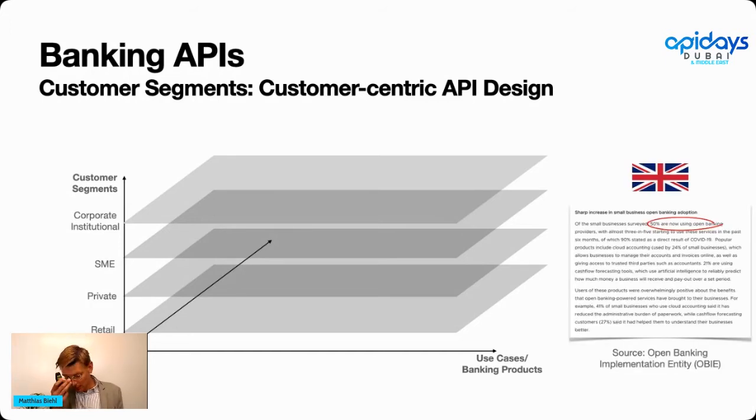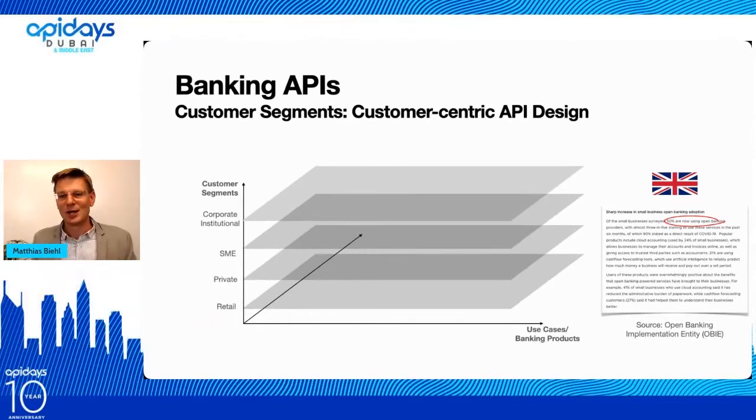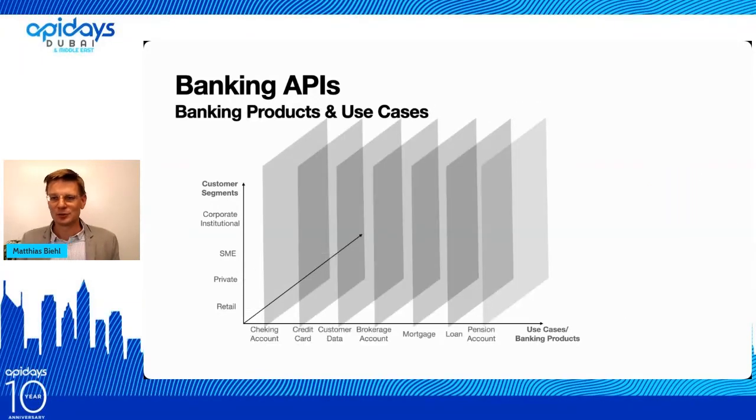And one thing that I thought is really interesting from the UK is that, well, if you think about open banking, you think, hey, open banking is primarily for the retail business. But in one of their publications, they said that so many SMEs are actually using open banking. So it can be quite interesting to look at these learnings from other countries to say which customer segment I should actually target and which has high demand for open banking solutions.